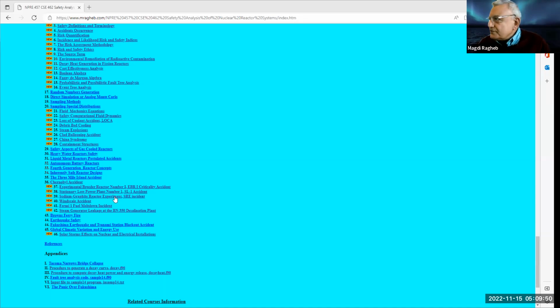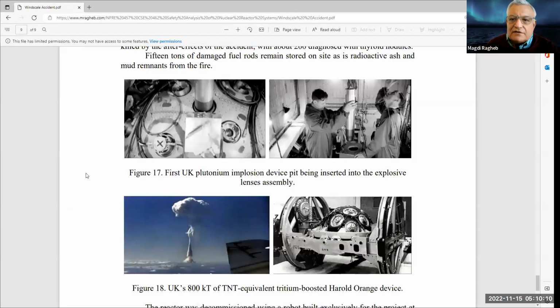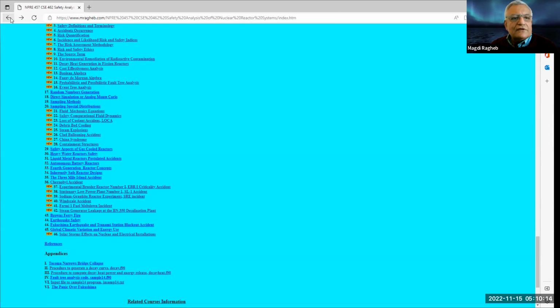Today is covered, as usual, 2 different chapters. And the chapter that I would like to cover right away is one related to what we have covered so far. The last accident that we dealt with was the Windscale accident, which is also named Sellafield. They changed the name of the location from Windscale to Sellafield.